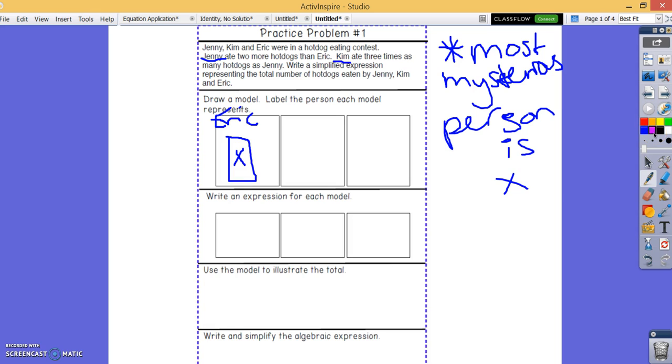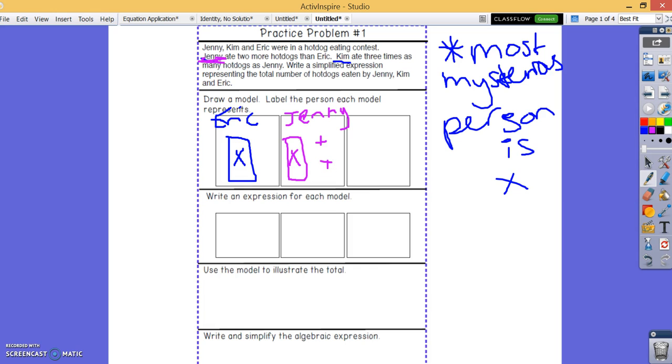Jenny, let's go ahead and take a look at Jenny. Jenny ate 2 more hot dogs than Eric. So we'll go ahead and draw a box for Jenny. Eric was this. She ate 2 more, so she ate just as much as Eric, but then plus 2. So I'm going to say 2 positives.